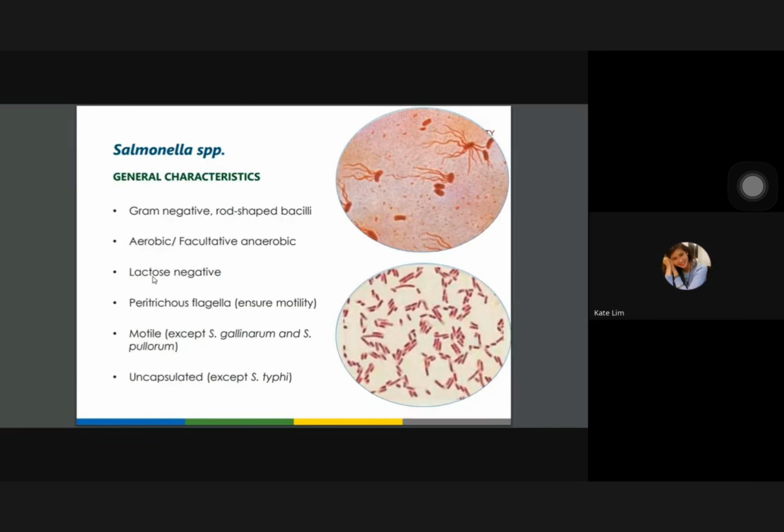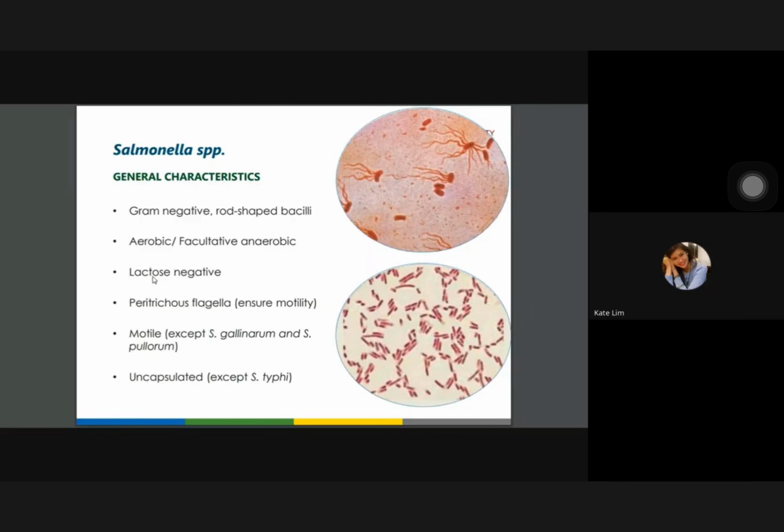Let's talk about the general characteristics of Salmonella. Again, this is an enteric type of bacteria, so it is gram-negative, rod-shaped bacilli. As you can see on your screens, we have here bacilli. They are big, so that would be rod-shaped bacilli. It is aerobic or facultatively anaerobic, meaning these bacteria are very flexible in their oxygen requirements. They can thrive both in the presence and the absence of oxygen. That is why they are classified as facultative anaerobes.